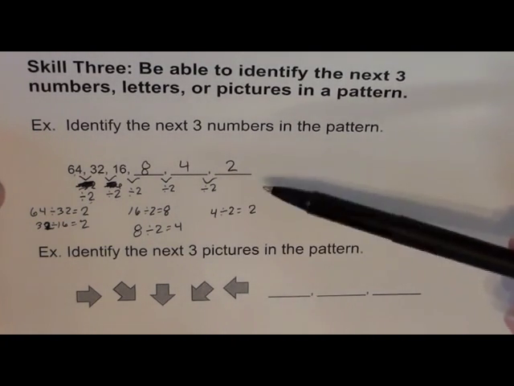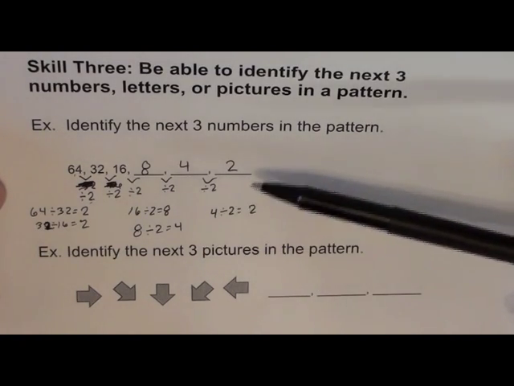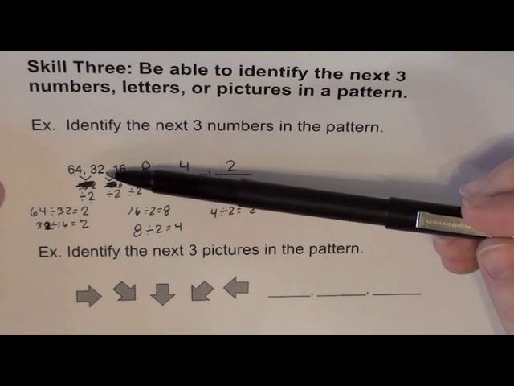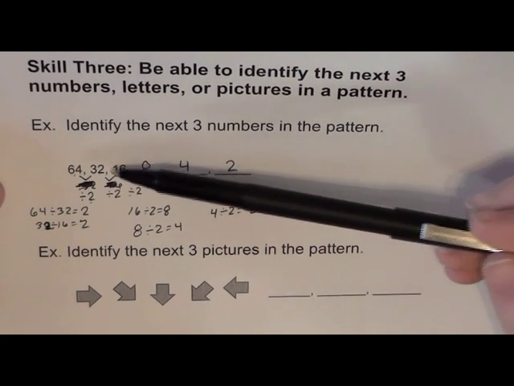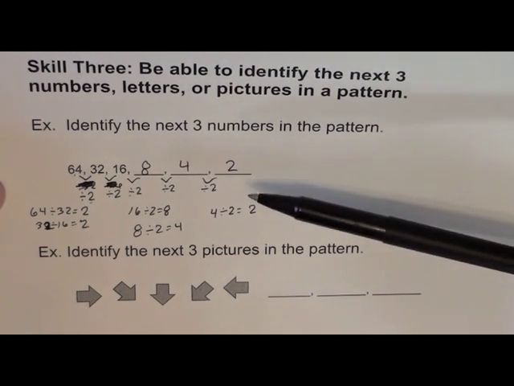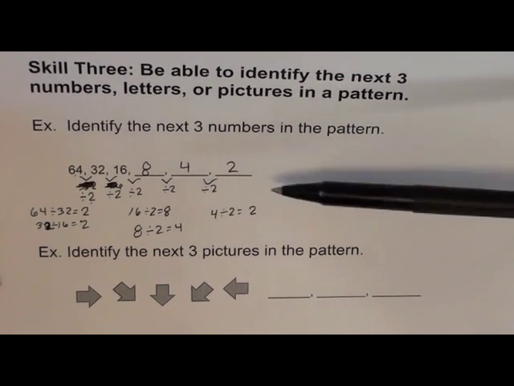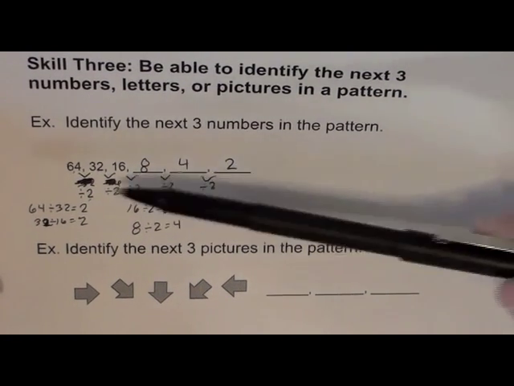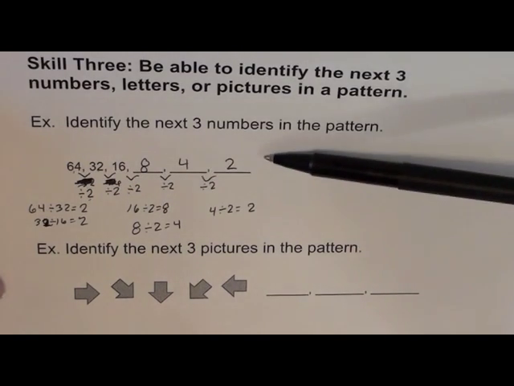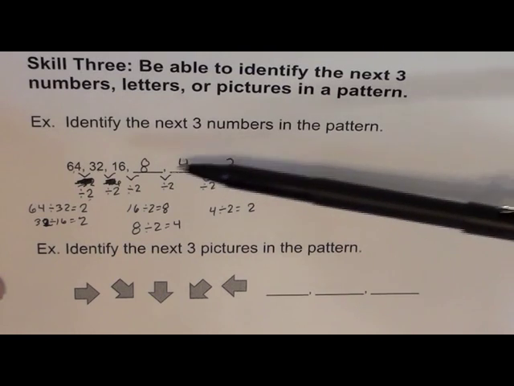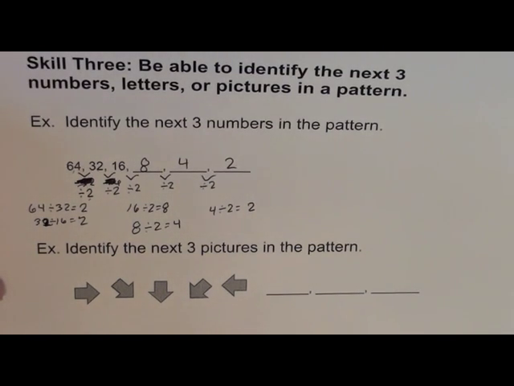Now in this case we divided by 2. You could also multiply by 2. If you multiplied by 2, you would expect your numbers to get bigger each time. You might see that they double or triple or quadruple each time. We could add a number each time instead of subtract, but then again your numbers would be getting bigger. Here the pattern 64, 32, 16, 8, 4, 2, dividing by 2 each time.